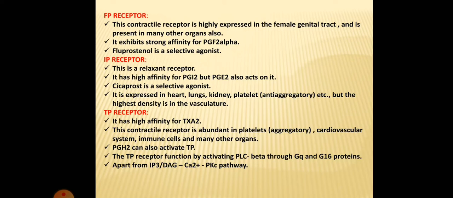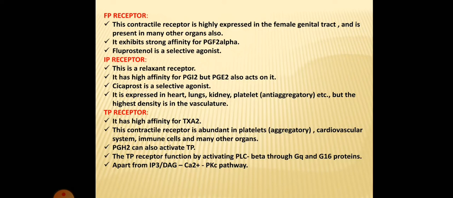Next is the TP receptor. The TP receptor has high affinity for thromboxane A2, and this contractile receptor is abundant in platelets, and it has aggregatory action. It is also present in cardiovascular system, immune cells, and many other organs. PGH2 can also activate this TP receptor.